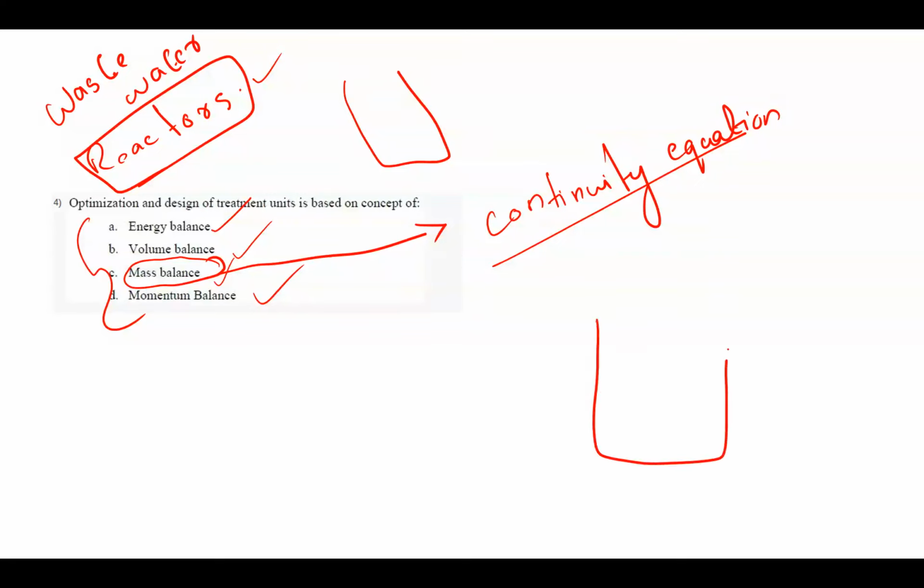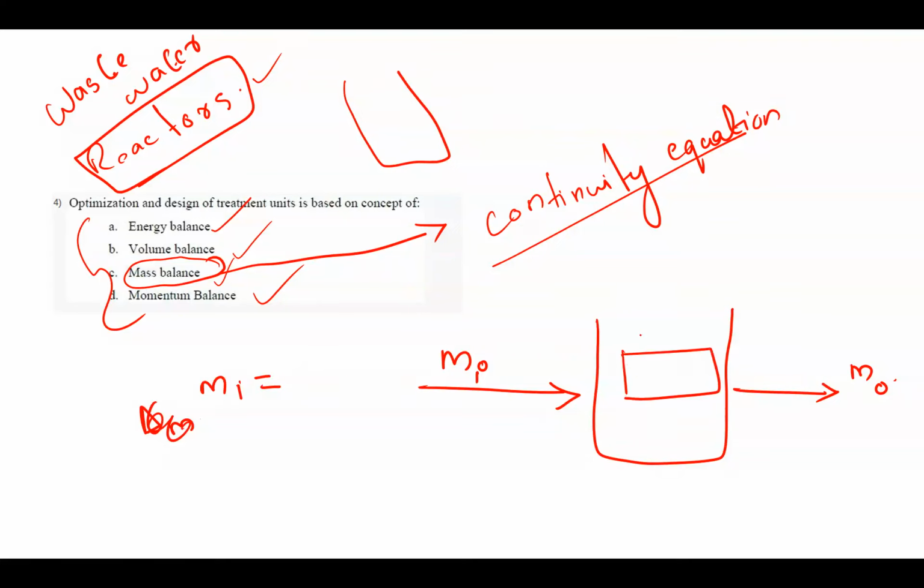So this is the reactor. If we give some flow, this is mass flow, inflow. So this is the amount of mass, and here we collect some mass out. If there is some generation or reduction of some mass, we can say that is mg. So mi is equal to m naught plus or minus mg.